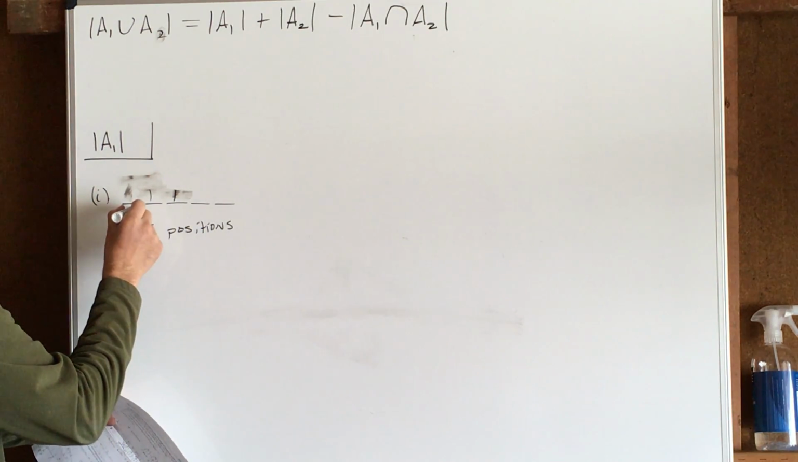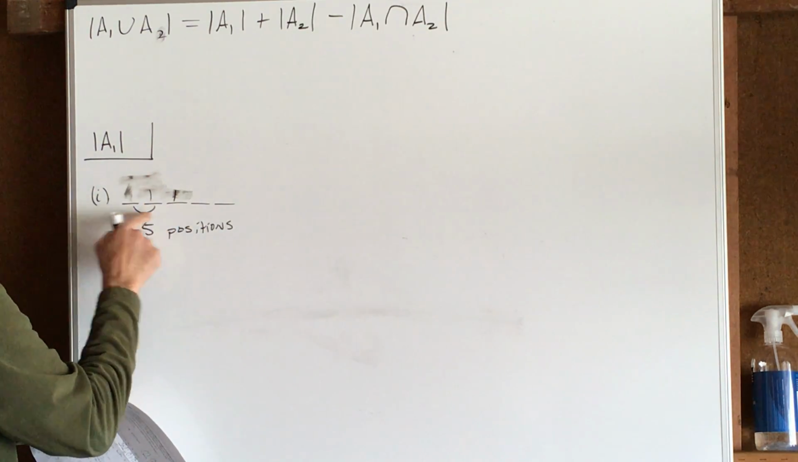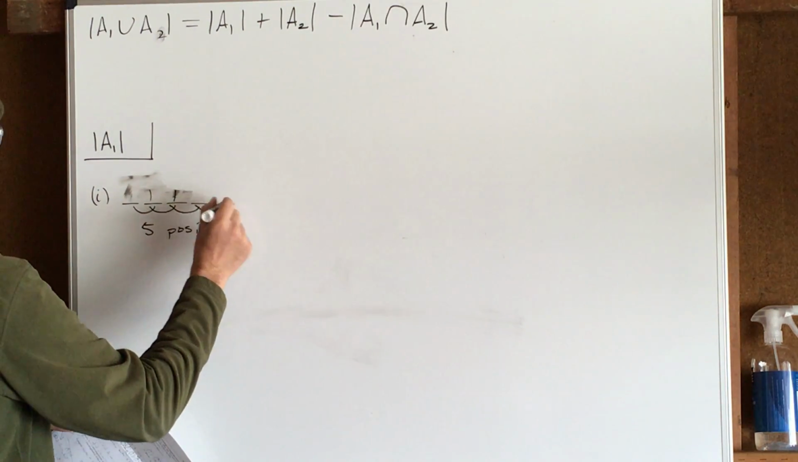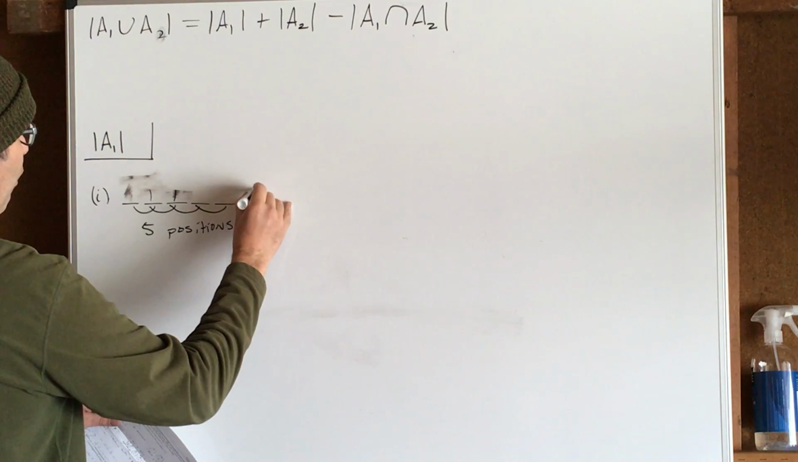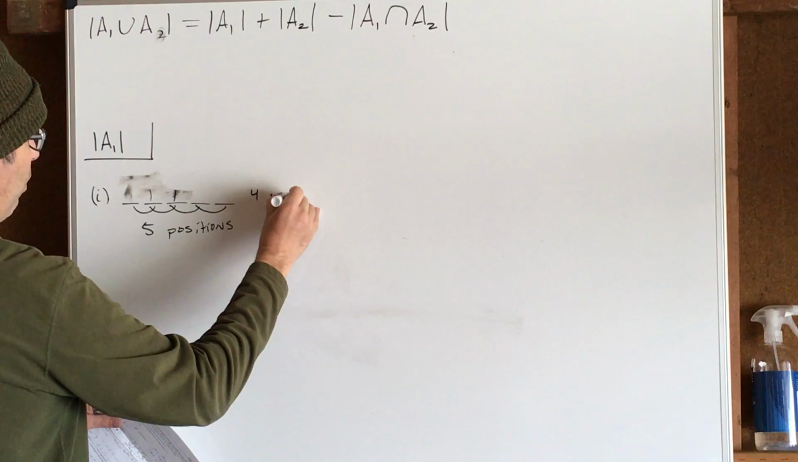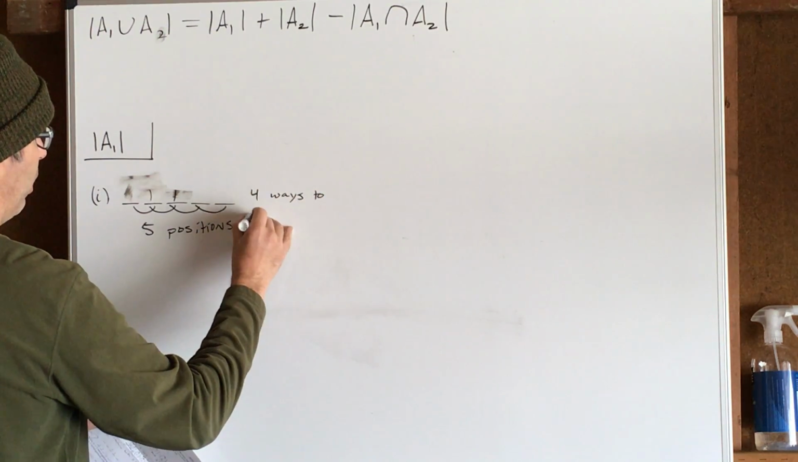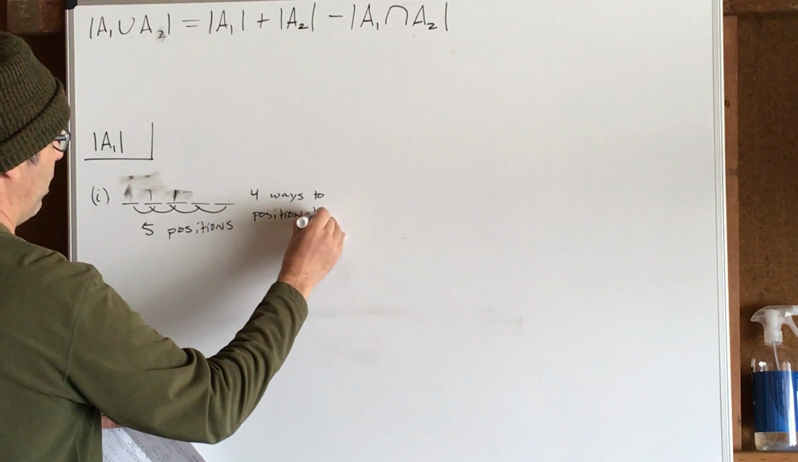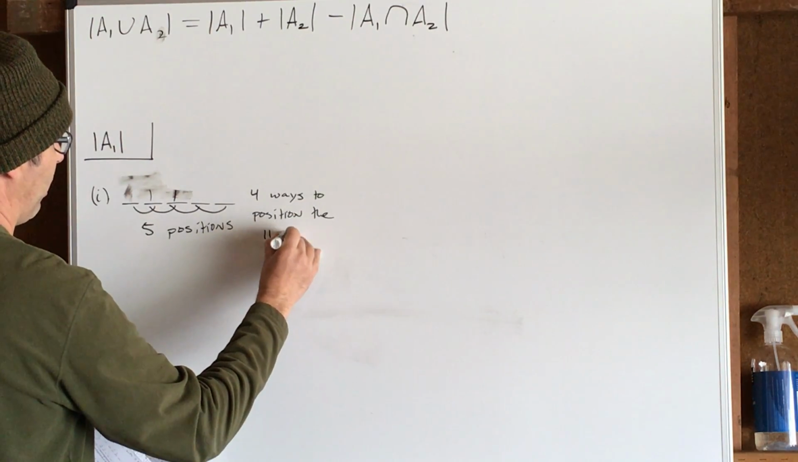Another way to look at that is to say, okay, they could go right there, right there, right there, or right there. So 4 ways to position the 1, 1 block.